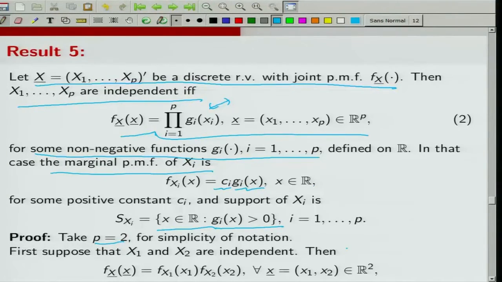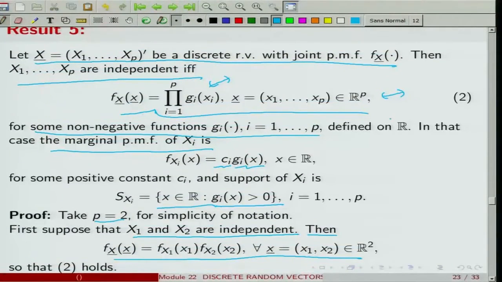First, suppose that X1 and X2 are independent. Then I know that the joint PMF is the same as the product of marginals. Then certainly this (2) holds with the choice g1(x1) as fX1(x1) and g2(x2) as fX2(x2). So, if X1 and X2 are independent, then this clearly holds. Now, suppose (2) holds.